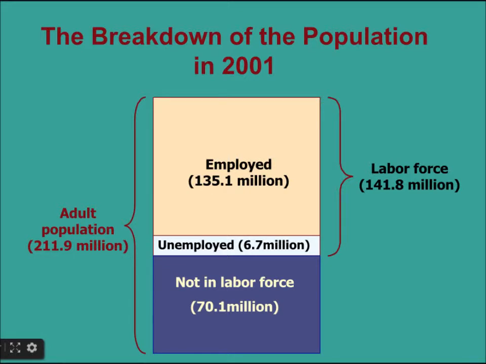In 2001, the number of people employed was 135.1 million in the United States. Unemployed were 6.7 million, and not in the labor force, meaning not interested in working, like students and homemakers, was 70.1 million. This signifies the total adult population in the United States, and this is the labor force, 141.8 million.